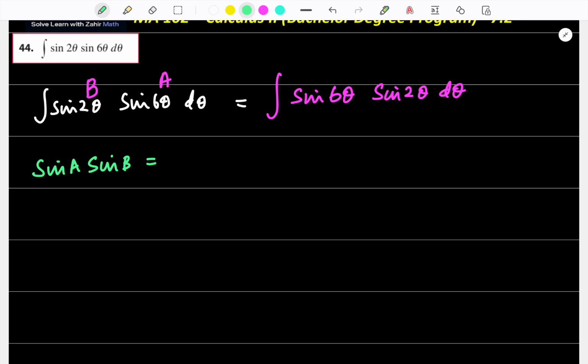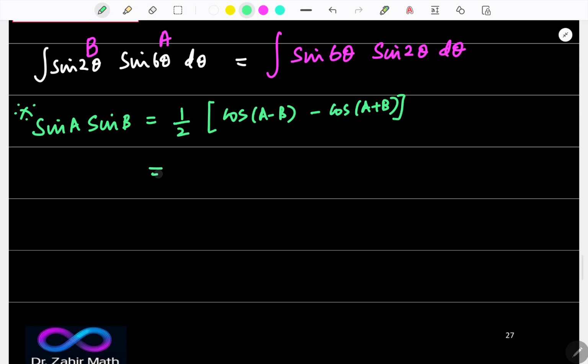So what is sine A sine B? Sine A sine B is half times the last formula: cosine A minus B, minus cos A plus B. Okay, right.